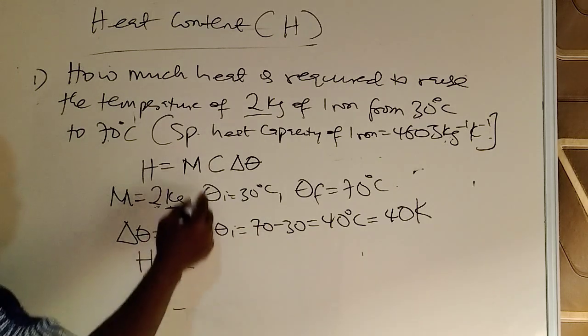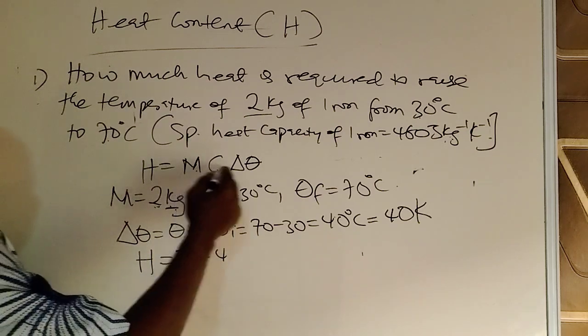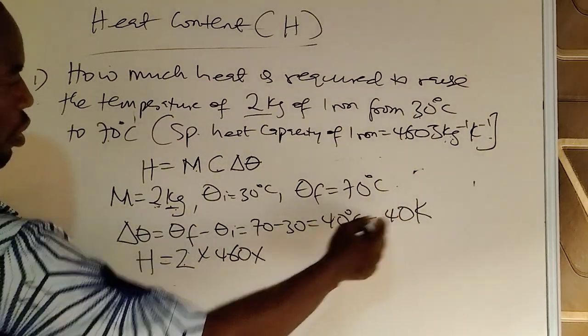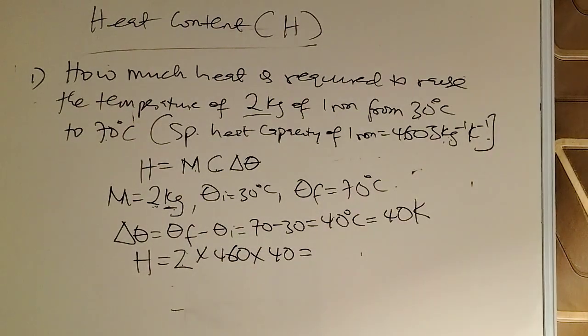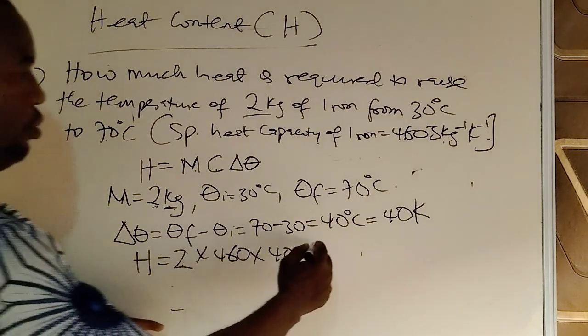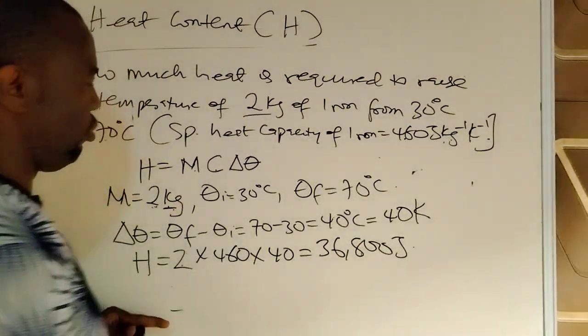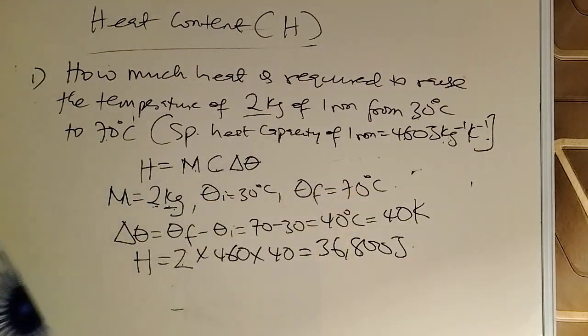Replacing, mass is 2, then the value of C is 460, and the temperature difference is 40. When we solve, the final answer is 36,800 joules. So we need 36,800 joules to raise the temperature of 2 kg of iron from 30 to 70 degrees Celsius. So that's our first example. We'll go to example number 2.